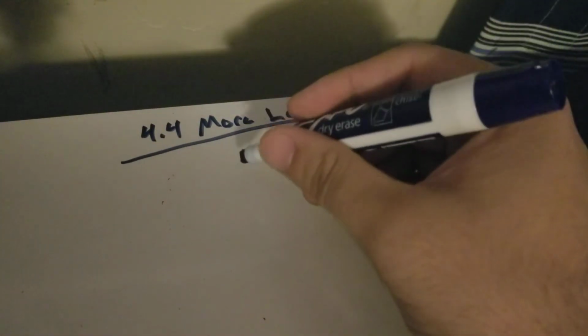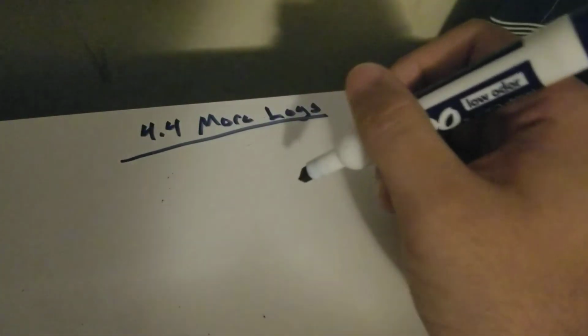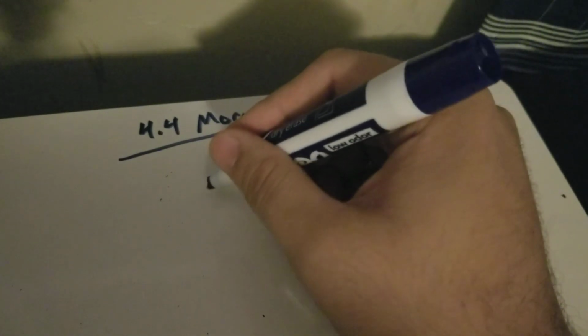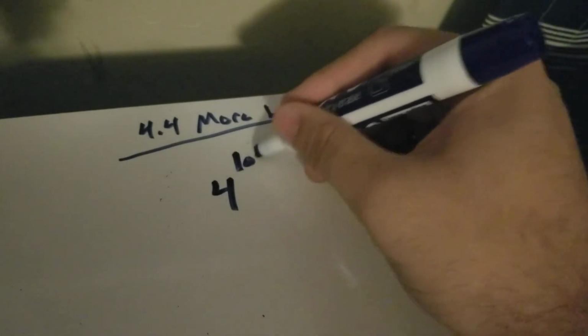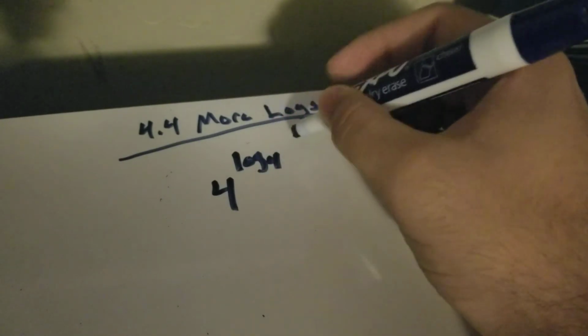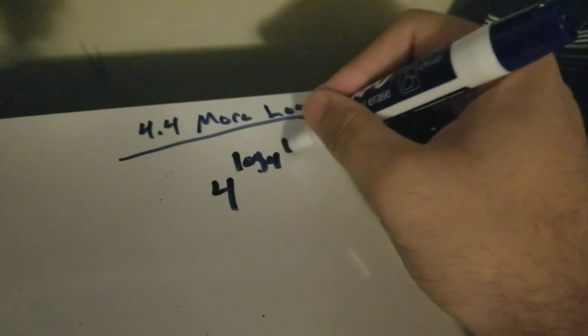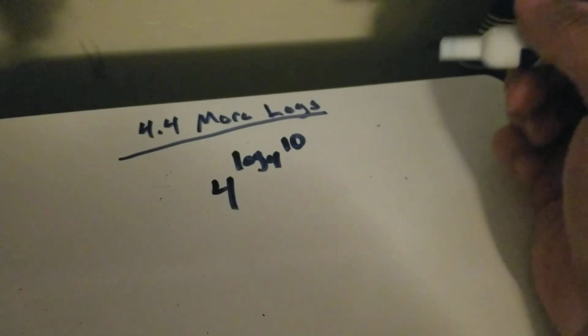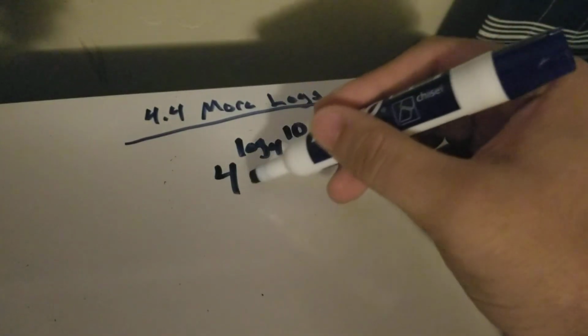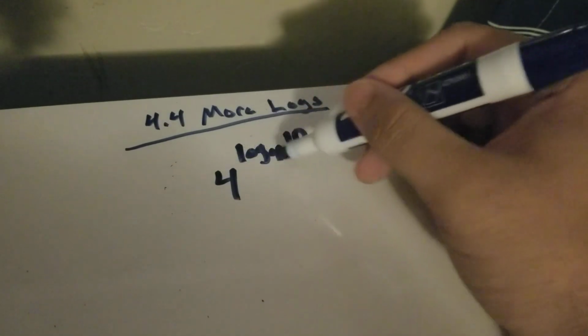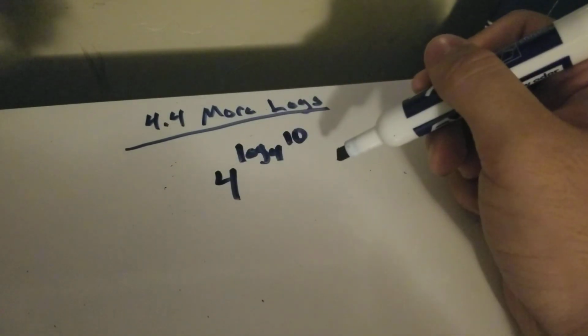So with logs, you could kind of do the same thing. So I'm going to make one up. Let's see. Let me think of one. Oh, I got one. So let's say 4 to the exponent log base 4 of 10. Let's make this 10. It doesn't matter what number it is. Okay. So it's 4 to the power of log base 4 of 10.